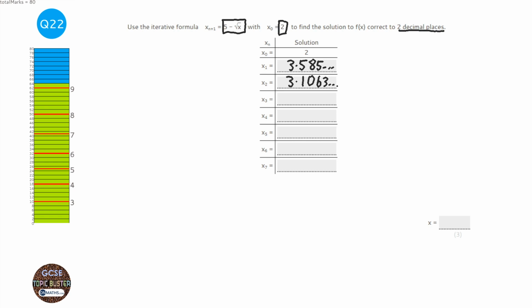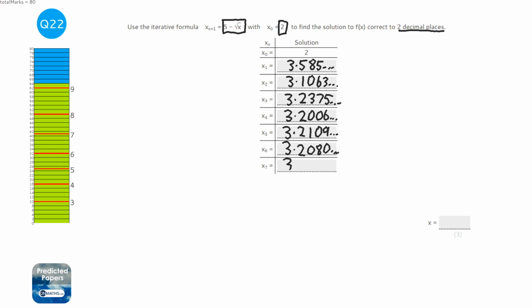3.1063 and so on. Again, equals, 3.2375, equals, 3.2006, equals, 3.2109, equals, 3.2080, equals, 3.2088. Now, you stop when you get the first repeat of the accuracy that you're looking for.